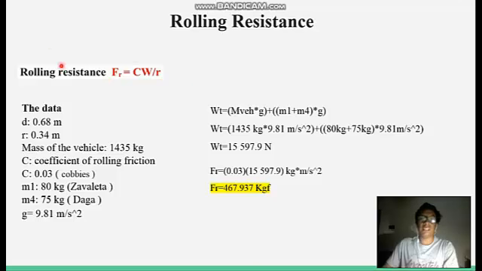I talk in this opportunity about our resistance for test number 3. First, I talk about the rolling resistance. This is the equation. This is all the data necessary for test number 3: the mass of the vehicle, coefficients, mass Zavaleta, mass Daga, and gravity. First, it's necessary to calculate the total weight with this equation, mass of the vehicle times gravity and the mass of my friends. This is the result for total weight. Finally, replace in this equation, and this is the rolling resistance.